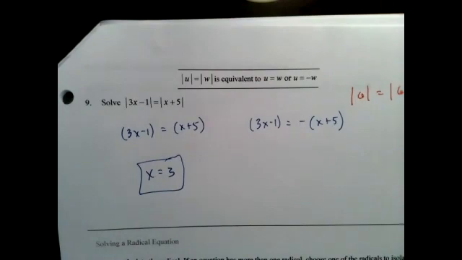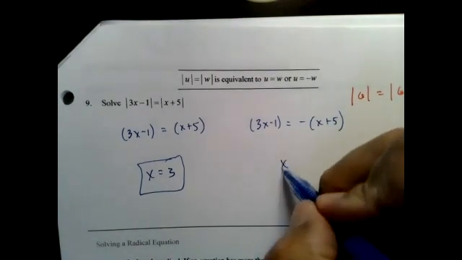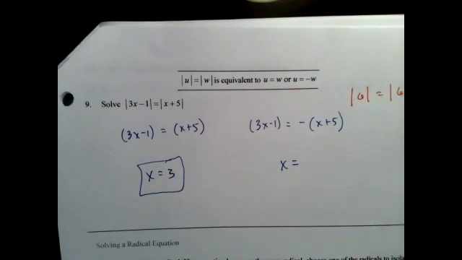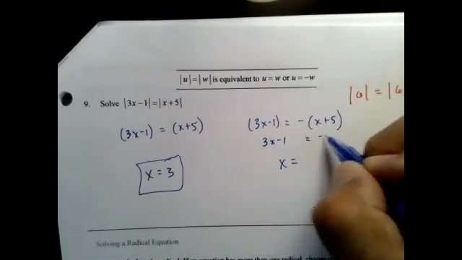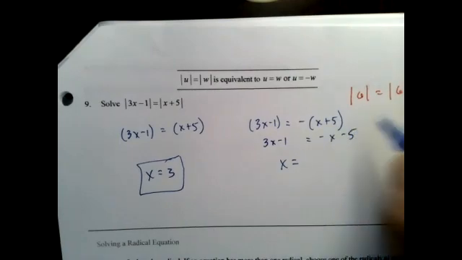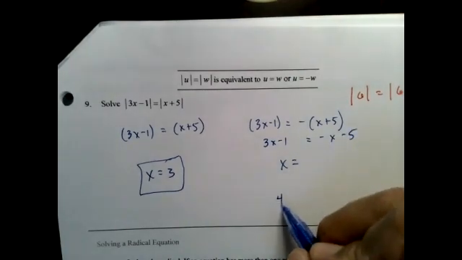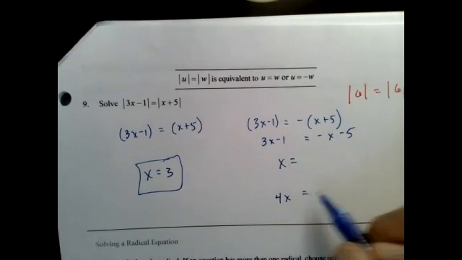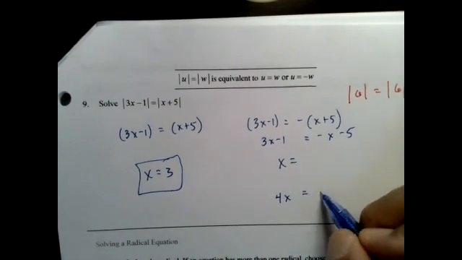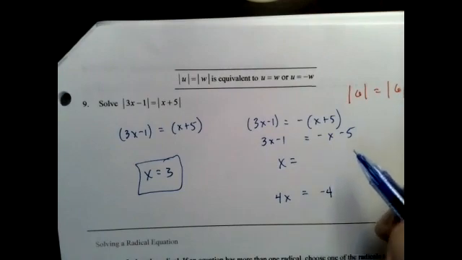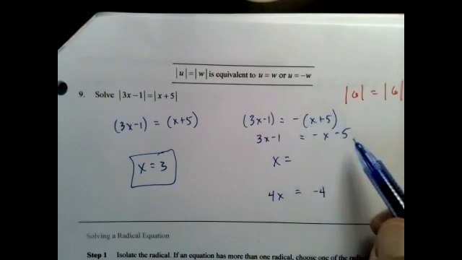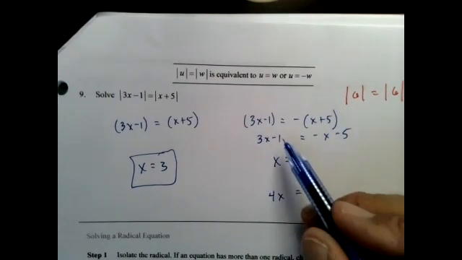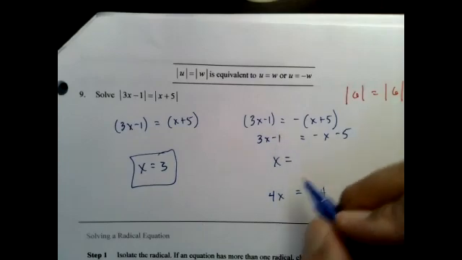Right side? X equals -3/2. Negative X minus 5. So if I add that, I get 4X. If I add that, I get -4. Did you distribute your negative sign? Make it minus X minus 5. If I bring this over, it's 4. If I bring this over, it's negative. I get -1.